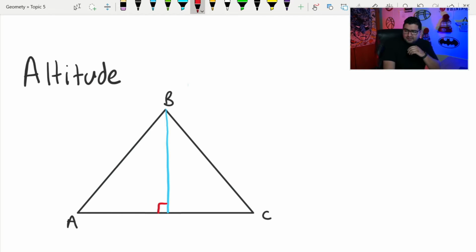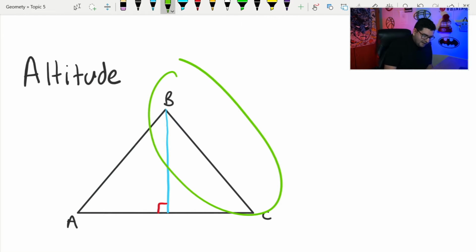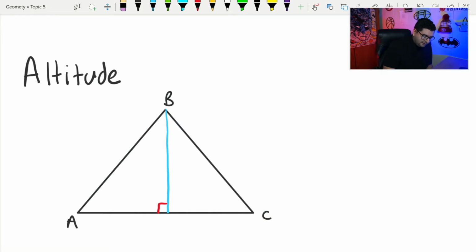Now a triangle can have various altitudes, a maximum of 3 because there's only 3 points and 3 sides. So let's go ahead and draw out the other altitudes. Here's the altitude for point B. Let's draw the altitude for point A. Again, my goal is to simply draw a line that goes straight towards this side so that it meets it at a 90-degree angle like I did here.